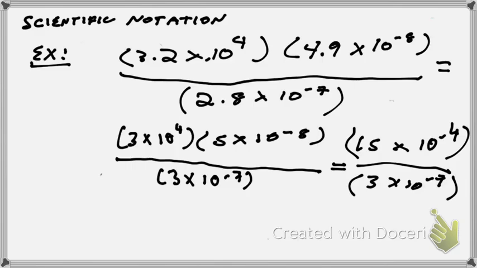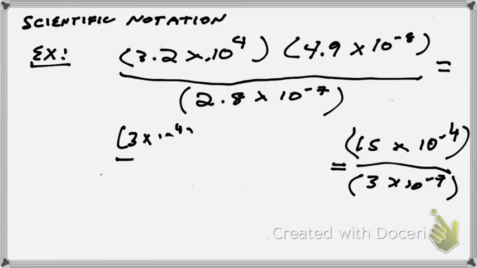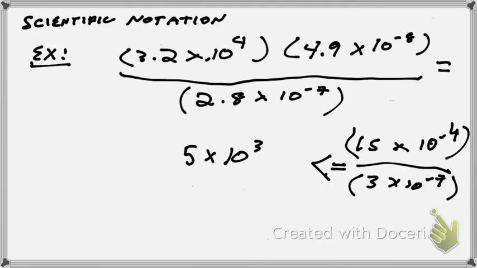I'm just going to go ahead and erase this so we get a little bit more room so we can solve. So we're going to come over here and we're going to go like this. 15 divided by 3 is 5. And negative 4 minus negative 7 is what? It's 10 to the 3rd. So this is our answer.